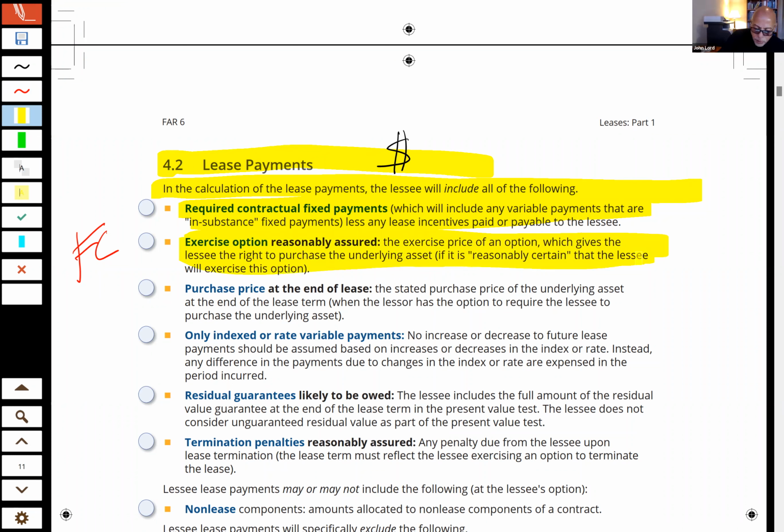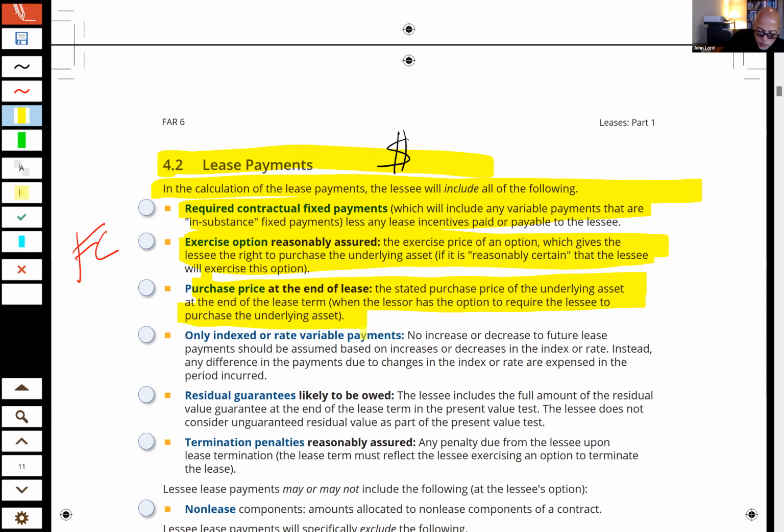Okay, purchase price at the end of the lease. If there's a stated purchase price of an underlying asset at the end of the lease term, which the lessor has the option to require the lessee to purchase, then you include that. Now you may say, well, maybe you're not going to. Well, rule of conservatism says what? You assume that you're going to have to pay these amounts out, because remember, we are calculating a liability.